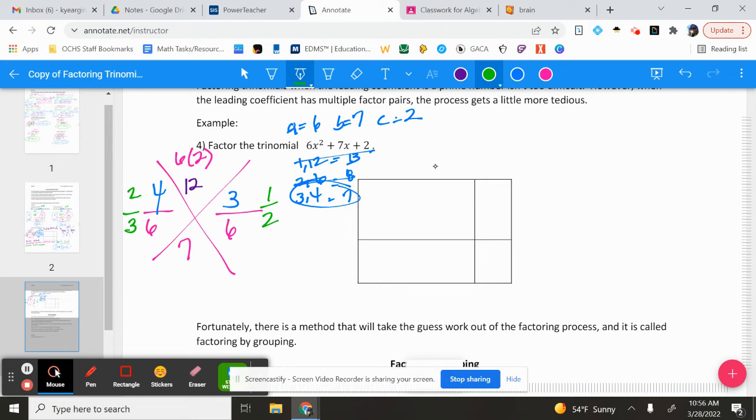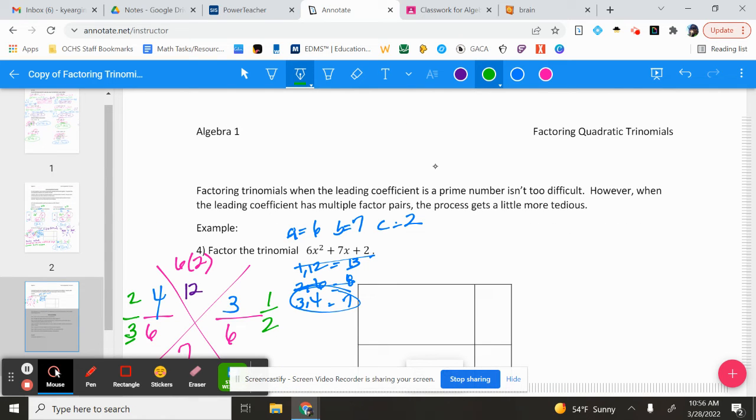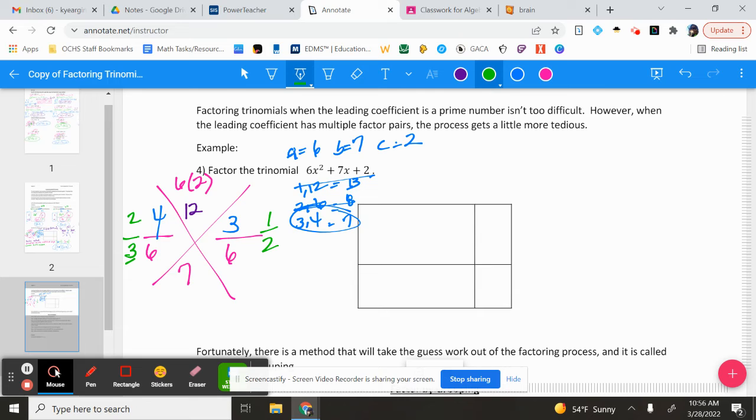I use my swing method. My denominator swings back to be the coefficient of my x, so 3x, and my numerator swings forward to be the constant, plus 2. So one of my factors is 3x plus 2. For the next one, 2 swings back, 2x, 1 swings forward, plus 1. So my two factors are 3x plus 2 and 2x plus 1.